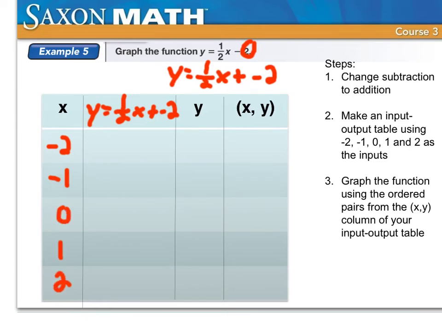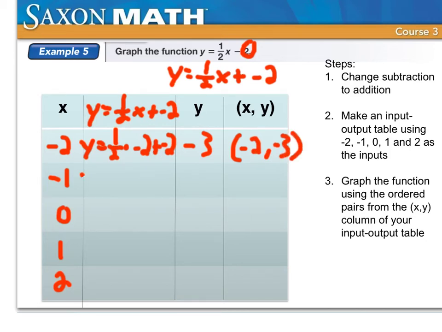Now there's a little more to plug in here. I'm trying to figure out my y, so I want to put y equals. I've got 1/2 times my input, which in this case is negative 2, but then I need to add negative 2 to that. Okay, well, order of operations says I always do times first, so 1/2 of negative 2 is negative 1, and then negative 1 plus negative 2 is negative 3. So my input was negative 2, and my output was negative 3.